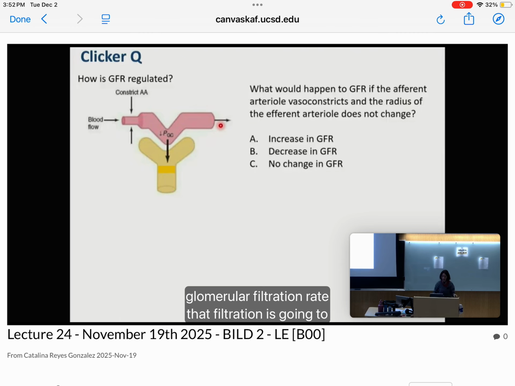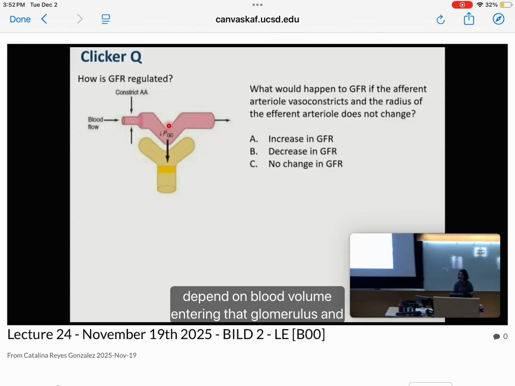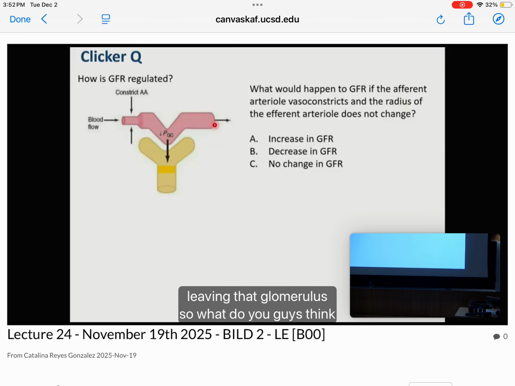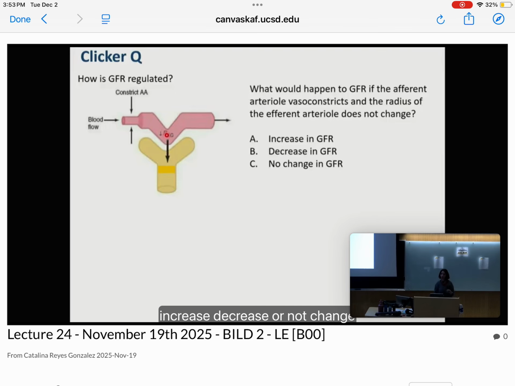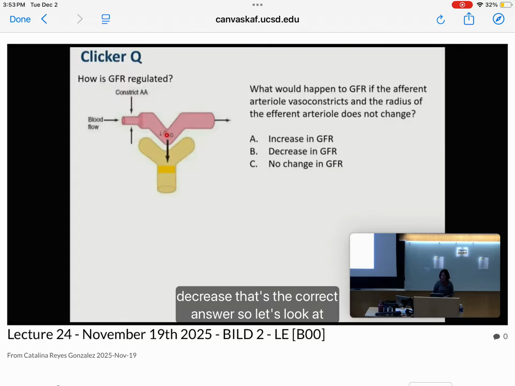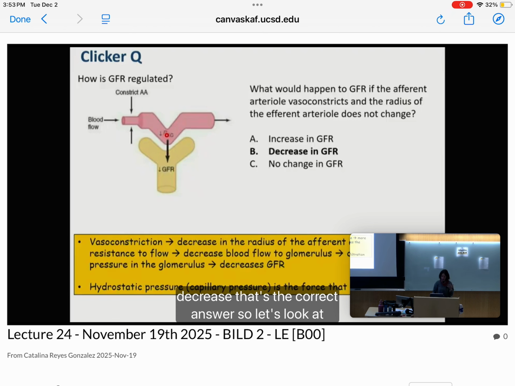What do you guys think? Remember that glomerular filtration rate, that filtration, is going to depend on the capillary pressure here. And capillary pressure is a hydrostatic pressure, so it's going to depend on blood volume entering that glomerulus and leaving that glomerulus. So what do you guys think? Increase, decrease, or not change? Decrease. That's the correct answer. So let's look at why.